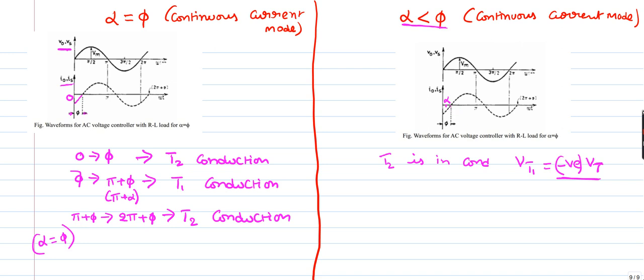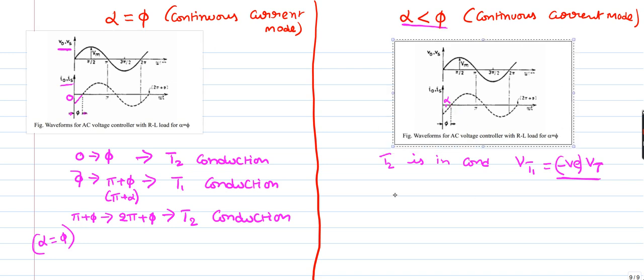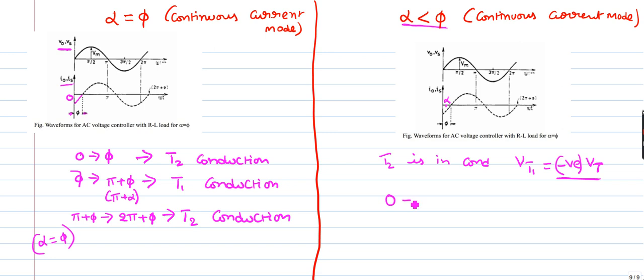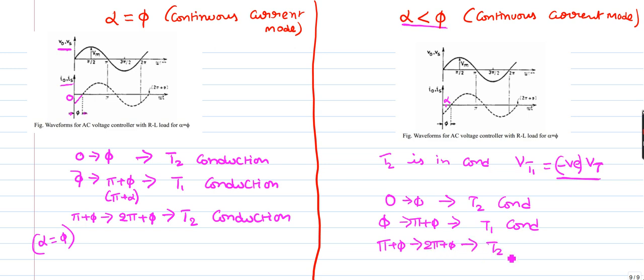So only you can give triggering pulse at this instant, so that again 0 to phi T2 will be in conduction, phi to pi plus phi T1 will be in conduction, pi plus phi to 2 pi plus phi T2 will be in conduction. You cannot give triggering pulse in between these things because the respective switch is reverse biased by on state voltage drops during this period.